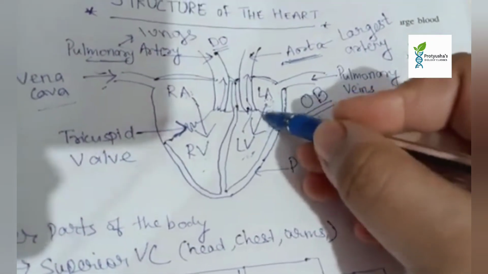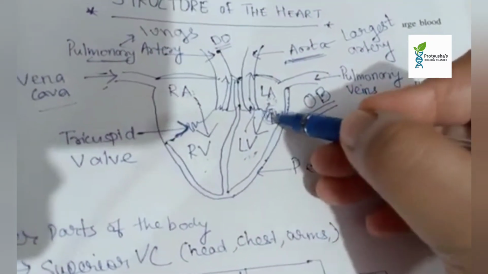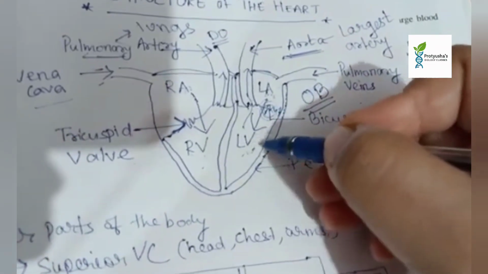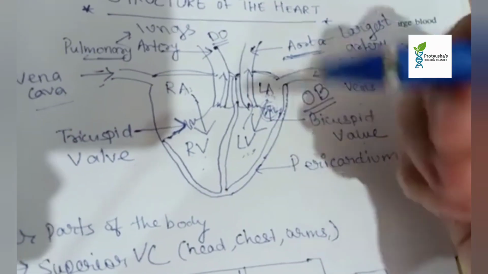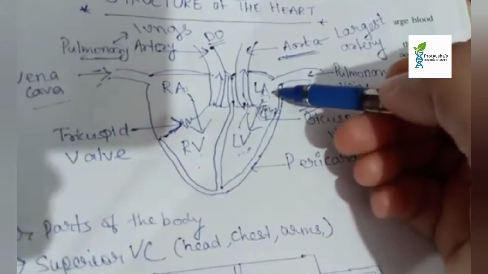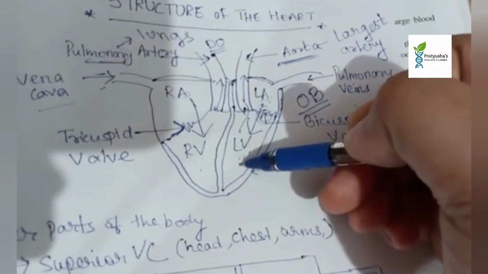Okay, there is a bicuspid valve over here. It has the same work. The bicuspid valve does not allow the blood to go back to the auricles. Always remember, the blood will come down from the auricles to the ventricle, from the auricles to the ventricle.